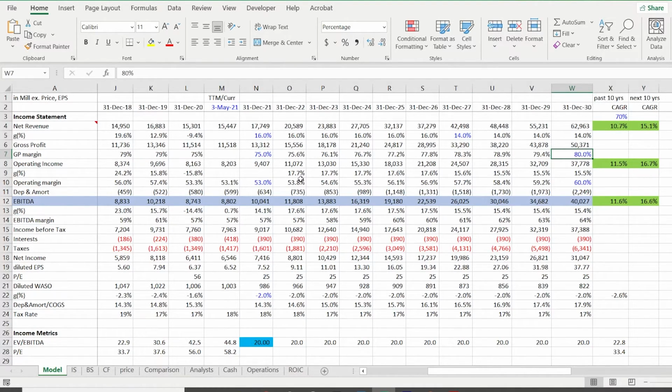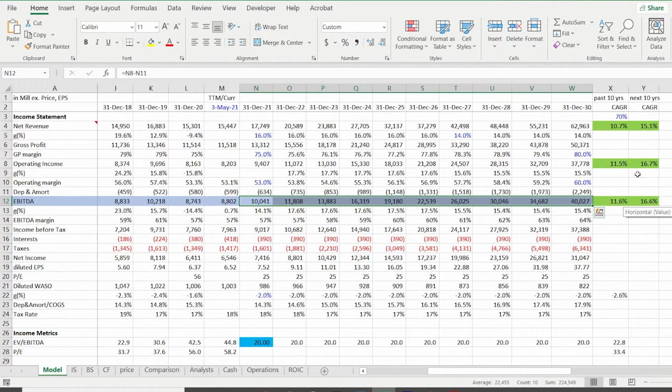Operating income, I'm assuming that they start with a margin of 53 and keep going up to 60. And then depreciation and amortization: I keep the same level of depreciation and amortization versus cost of goods sold as in the past. You see here this number is similar to the past. So that's how I come up with depreciation and amortization, and I arrive at EBITDA.